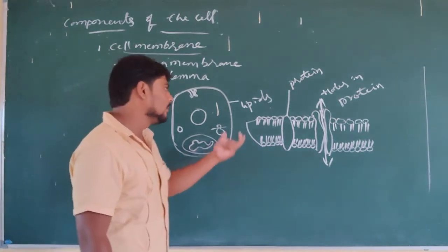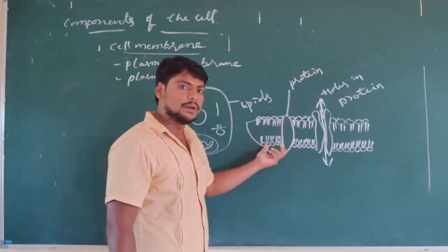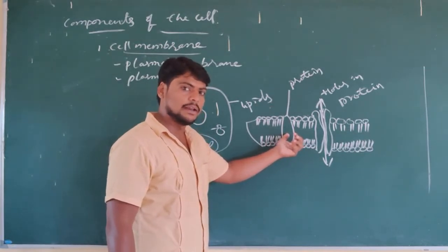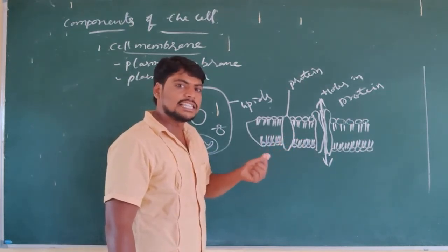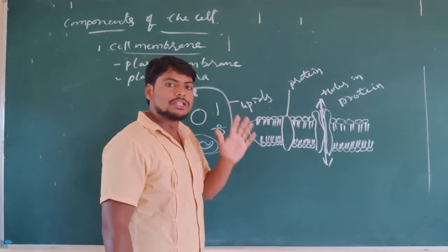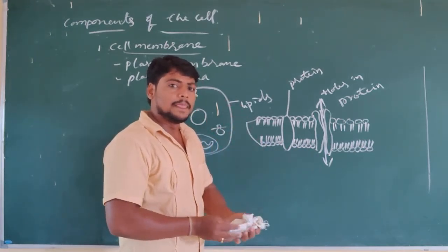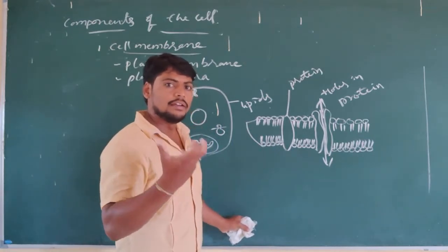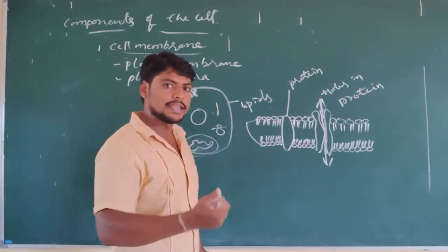It is made up of phospholipids, two layers of phospholipids are present, and it also consists of proteins. These proteins have minute pores or holes which allow substances to pass through. During this selective permeable process, exchange of gases takes place. As we inhale, we take in oxygen and give out carbon dioxide.